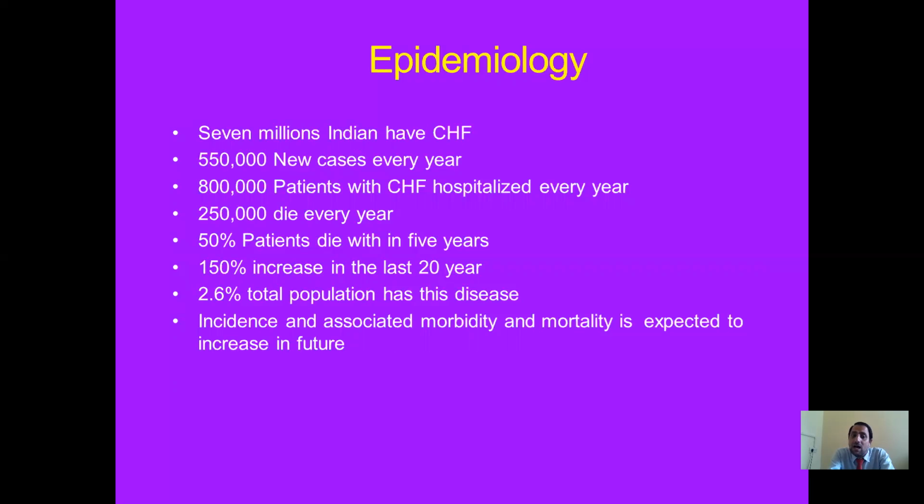As you see in the data on the epidemiology of congestive heart failure, 2.6% of the total population has this disease, and incidence and associated morbidity and mortality are expected to increase in the future. As day by day the eating habits and exercising habits are changing, congestive heart failure is spreading its legs into the Indian people.